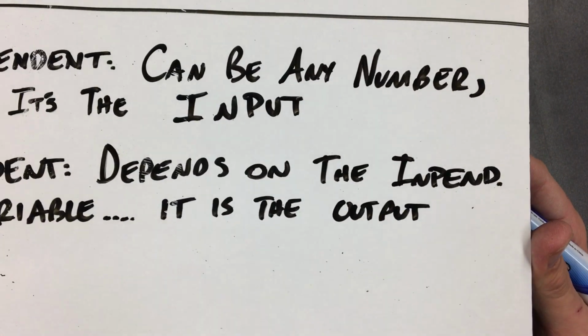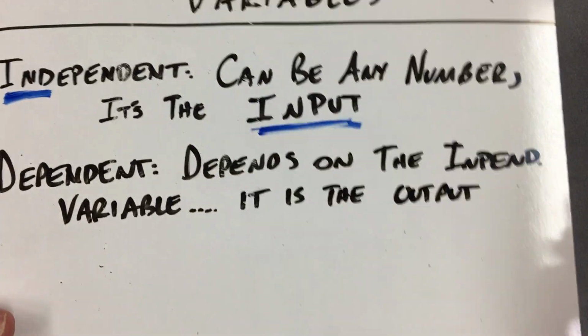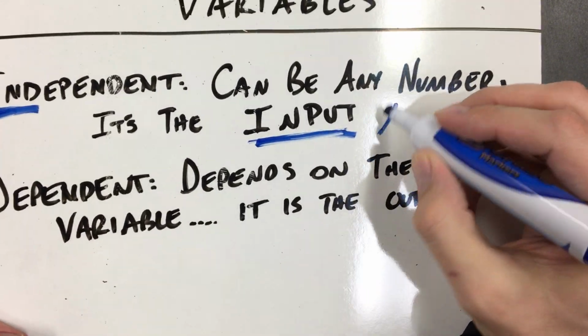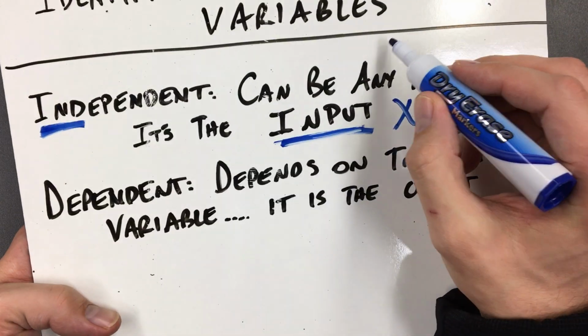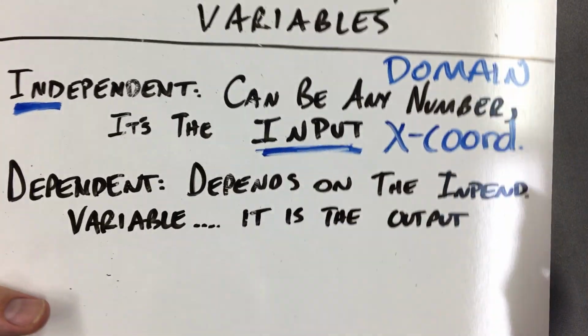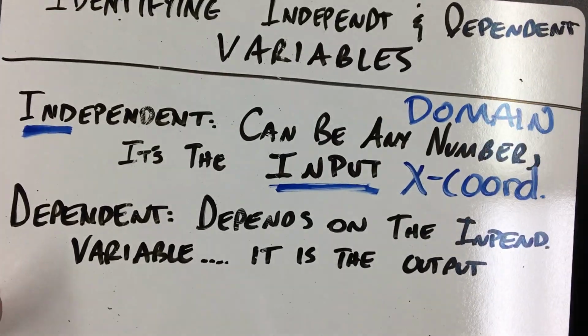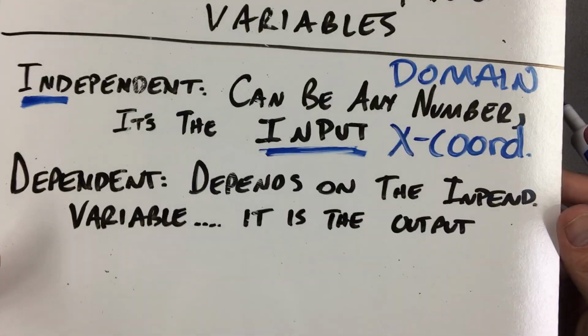Independent variable, it's the input, right? Independent is the input. It's the x-coordinate. It is the domain, all of these things, a list of all the x values. It can be any number. You can select any number for that. It's what you are plugging into the problem, right? When it gives you an equation, it's what you're going to plug in to the problem and then work it out.